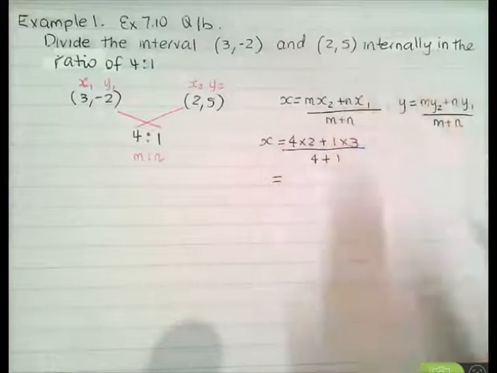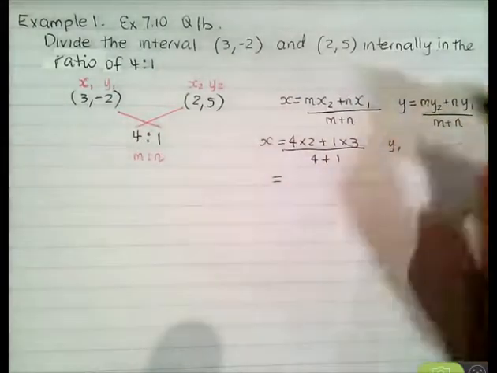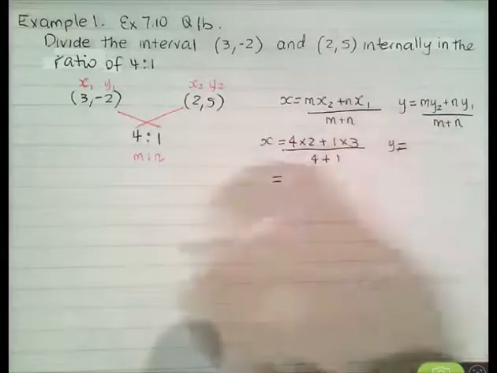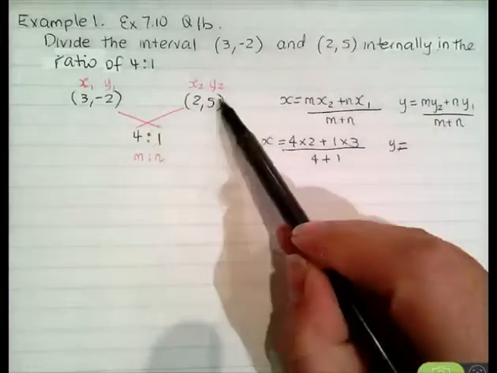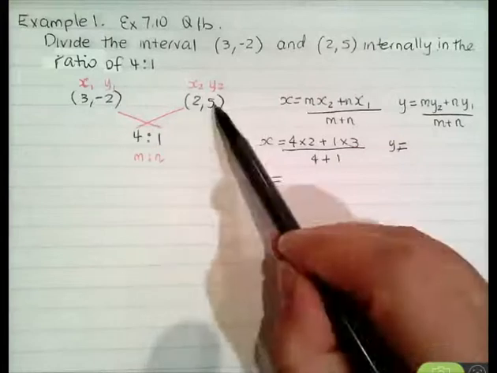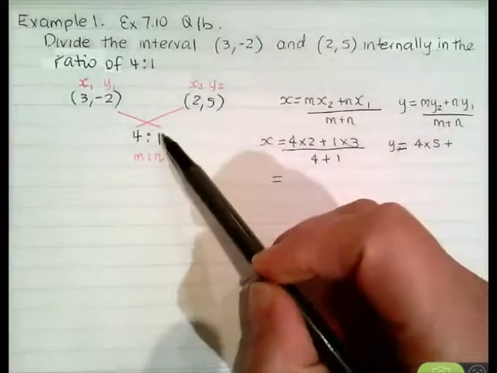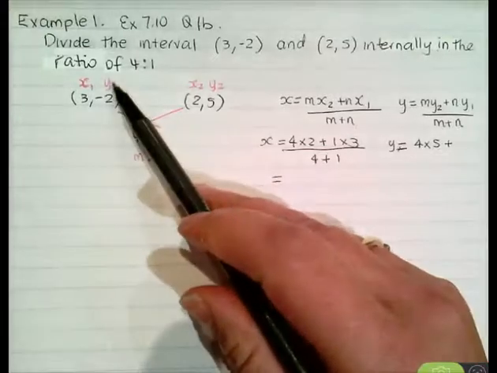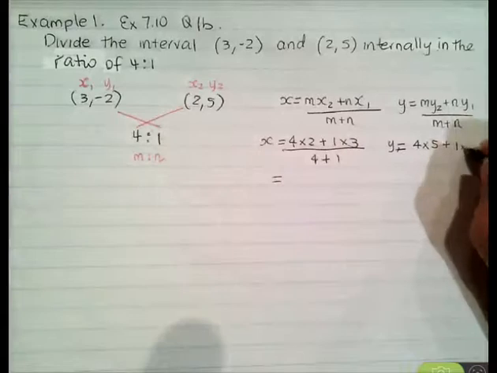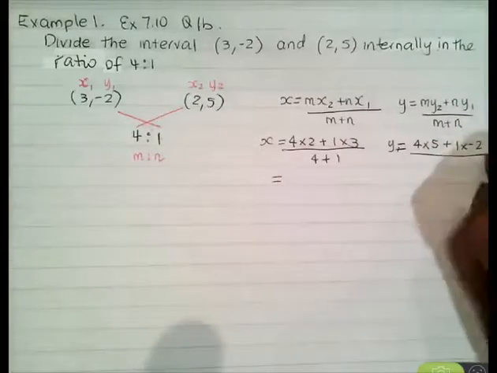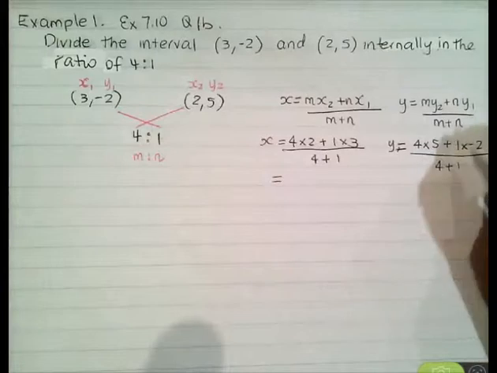So you actually don't have to learn the formula if you set it out like this. That's the x value, and the y value is, again, this m. If we look at the formula, it's m times y2, so it's this 4 now times the y value. So it's 4 times 5 plus this second value, this n value, times this y1 value. So it's this one over here times the other y value, plus 1 times -2 over, again, you're adding the m and the n, over 4 plus 1.